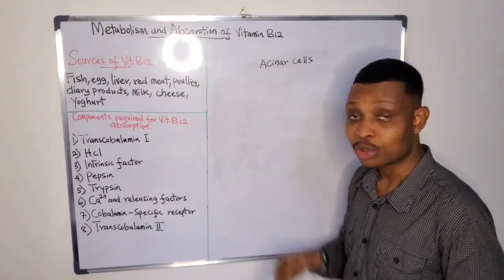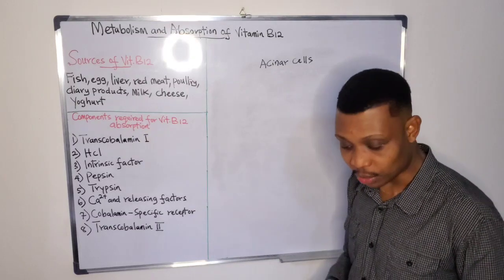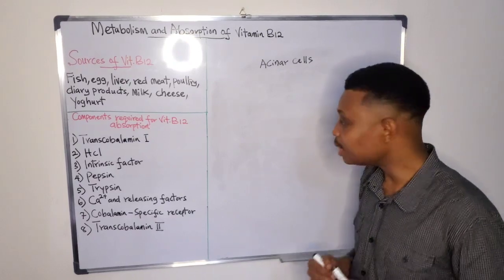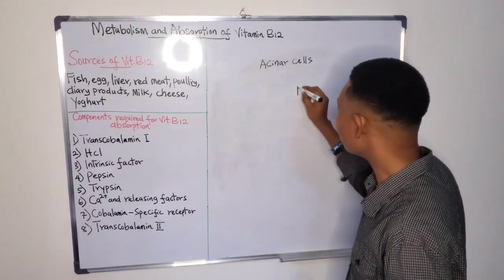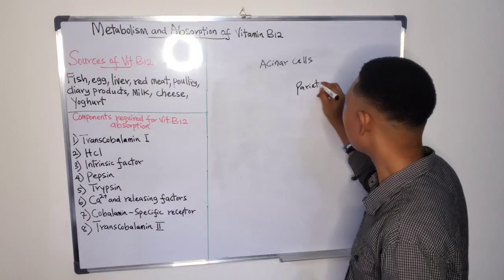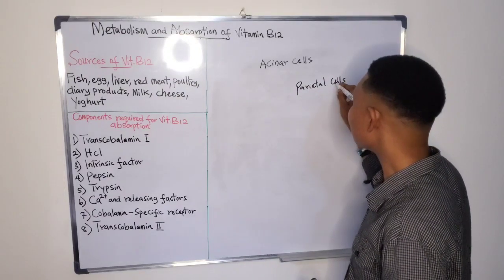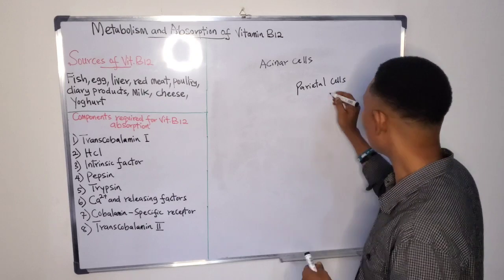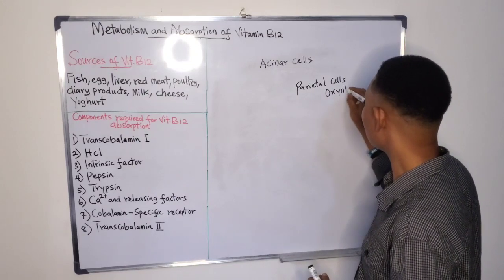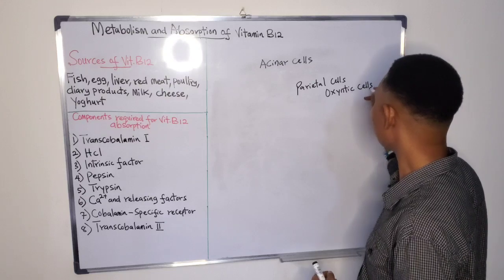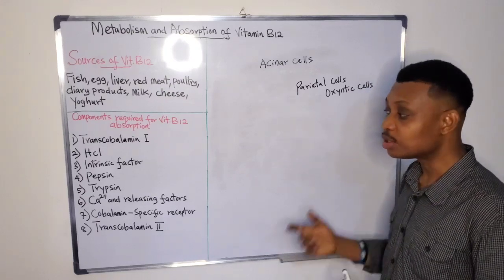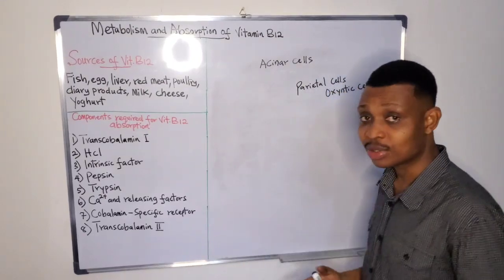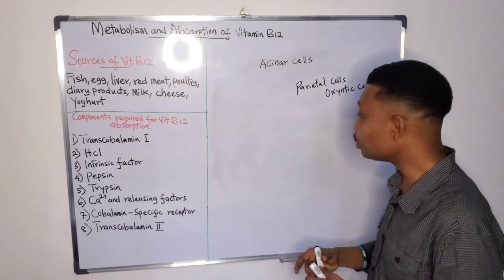The next one is hydrochloric acid, and then we have the intrinsic factor. Now, the hydrochloric acid and the intrinsic factor are secreted by parietal cells of the stomach. So in the stomach, there are parietal cells, also called oxyntic cells. So these cells are responsible for the secretion of hydrochloric acid and intrinsic factor. And these parietal cells are usually found at the fundus or the body of the stomach.